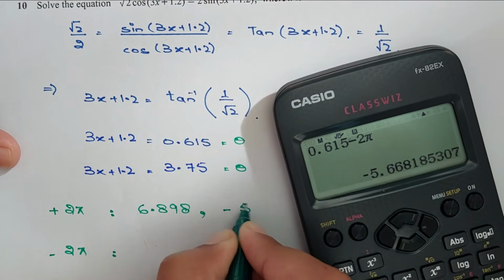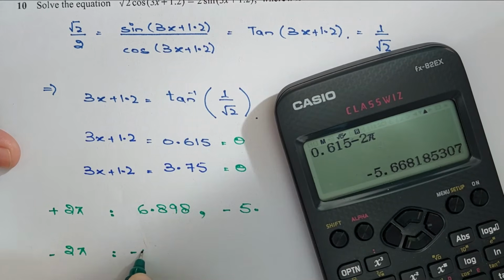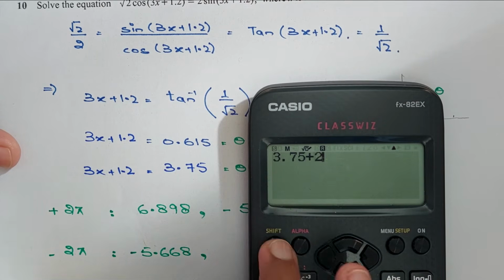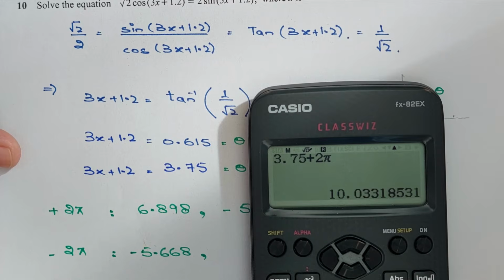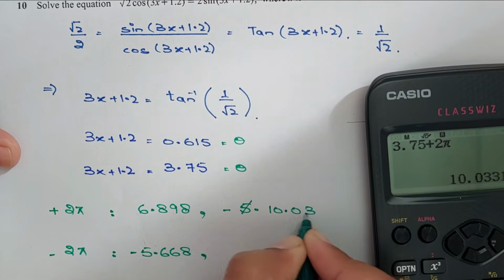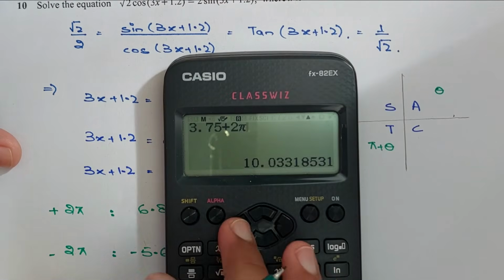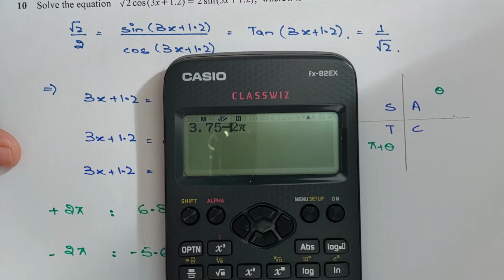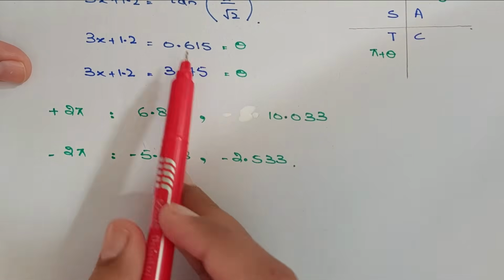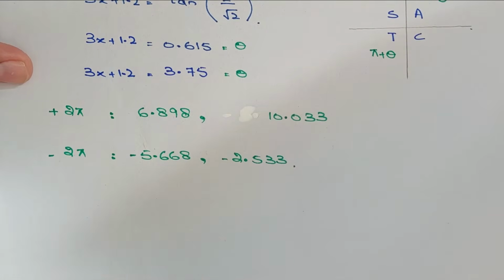minus 5.668. Now for the other one, 3.75, add 2 pi, 10.033, and when I subtract 2 pi, minus 2.533, right? Okay, so we have 1, 2, 3, 4, 5, 6 values for theta.